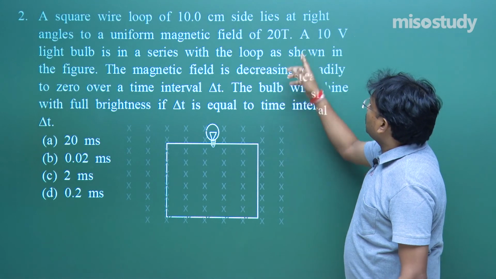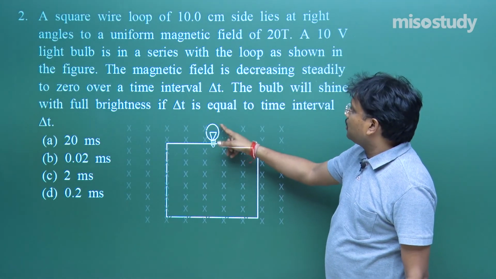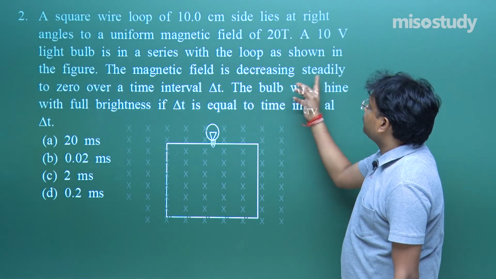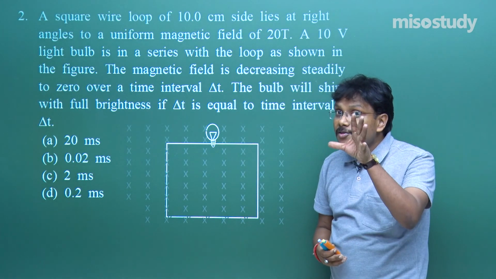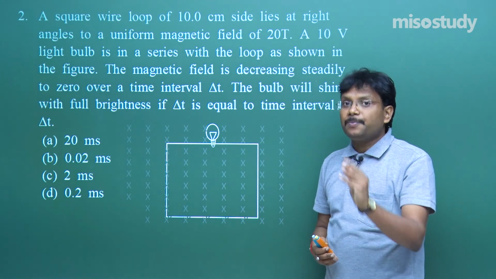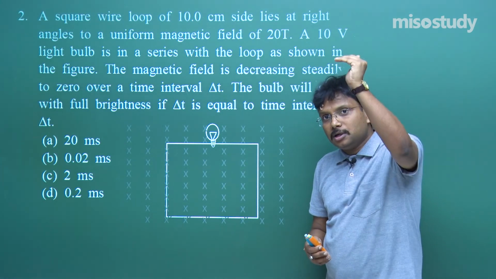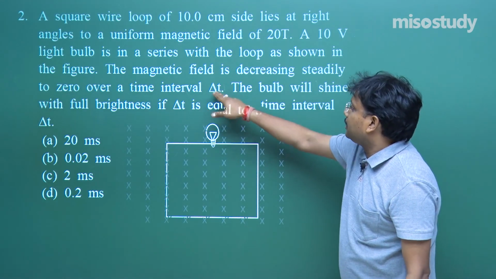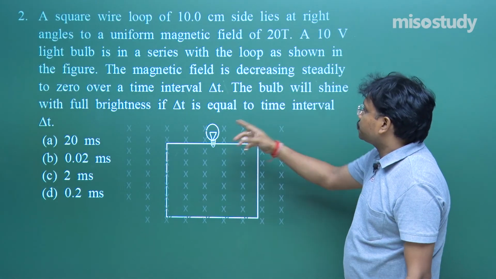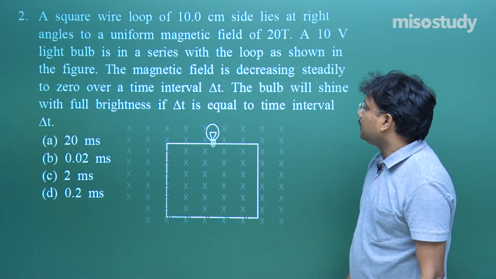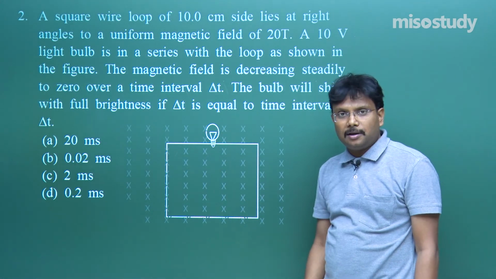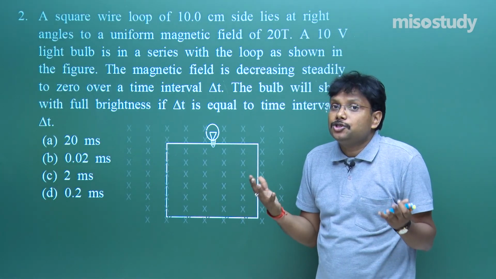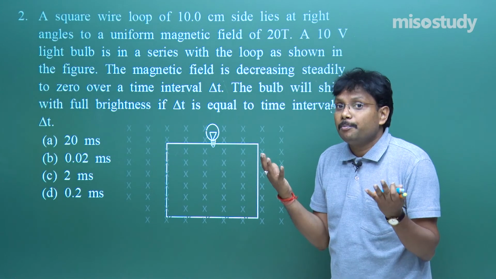Fine. A 10 volt light bulb is connected in series with the loop as shown. The magnetic field is decreasing steadily. It means magnetic field B is starting from a top value reducing to 0 in delta t time. Okay. The bulb will shine with full brightness if delta t is equal to the time interval, meaning maximum current will flow after how much time? That is exactly your problem.